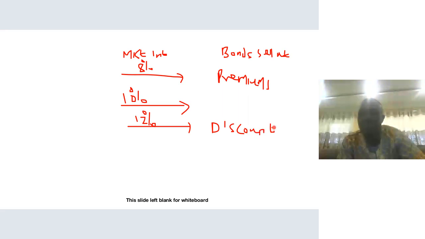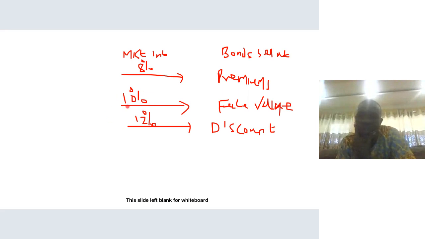Bond will be selling at a discount, because of the amount that the investors will now pay. This 10% here is the face value. We are assuming that the contractual interest is 10%, so that is the face value. So these are the three conditions that we have.